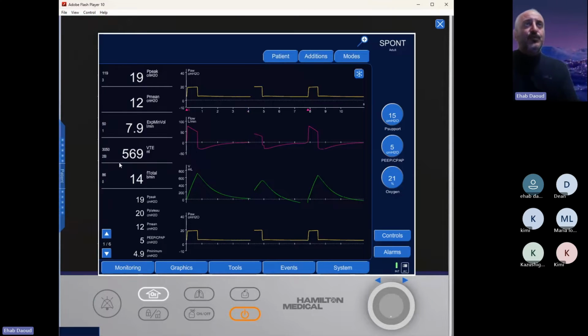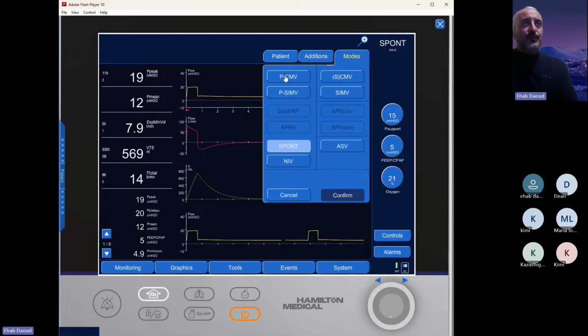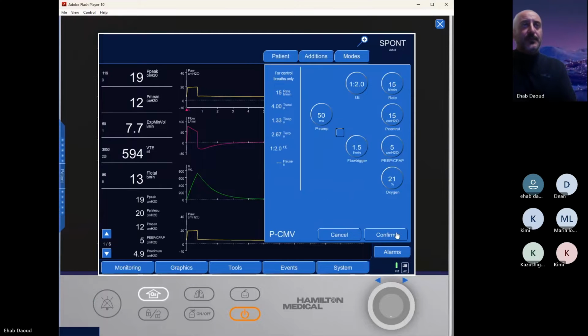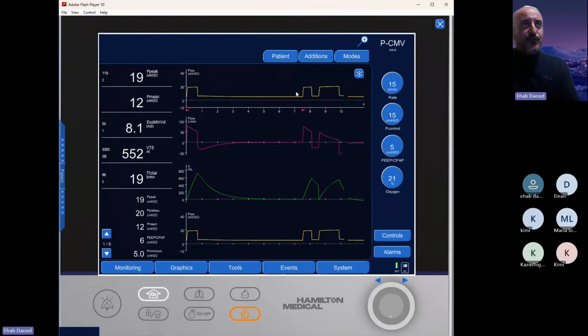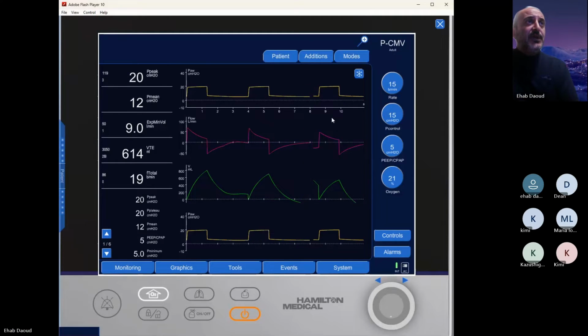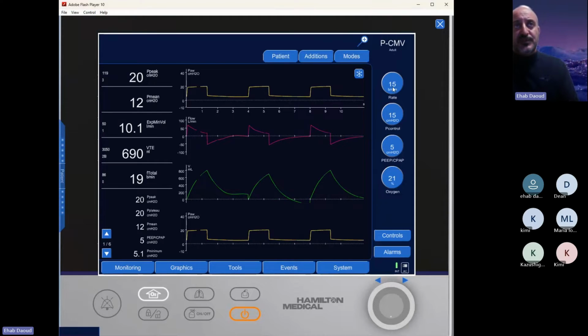Quickly, we'll do what we talked about. So the waveforms quickly. Yellow is the airway pressure. Pink is the flow. Green is the tidal volume. So we are right now on a pressure controlled mode. And I want you to see here, what we control from the ventilator is the respiratory rate, the amount of pressure control, the PEEP and the FiO2.